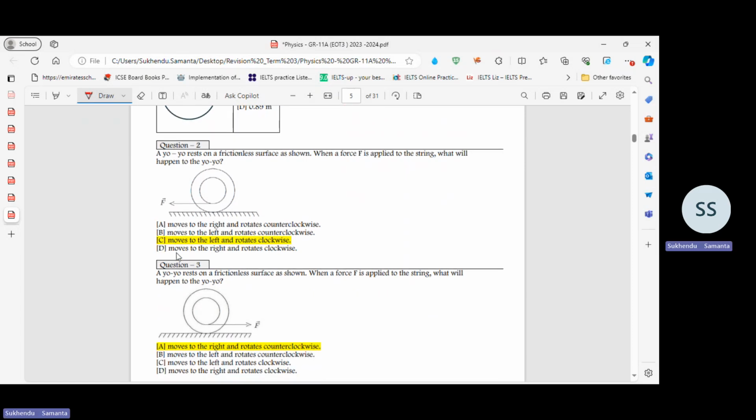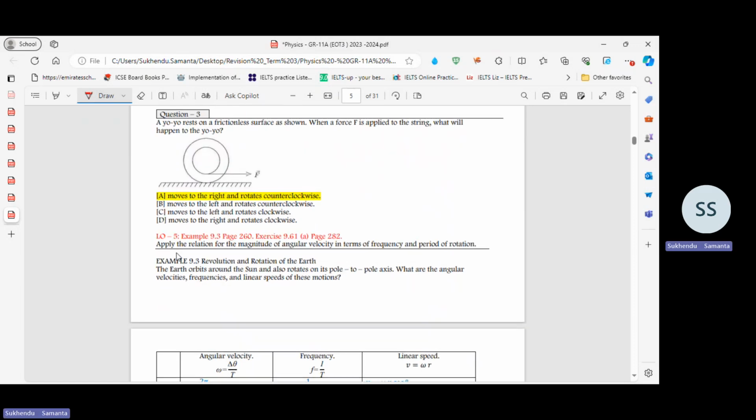A yo-yo rests on a frictionless surface as shown. When a force F is applied to the string, what will happen to the yo-yo? So when you apply the force here, it moves to the left and rotates clockwise. So it's a clockwise rotation. It will rotate like this. This is clockwise and this will be anti-clockwise. Now the next question.